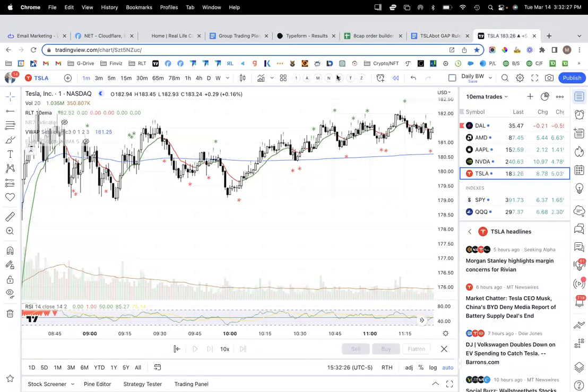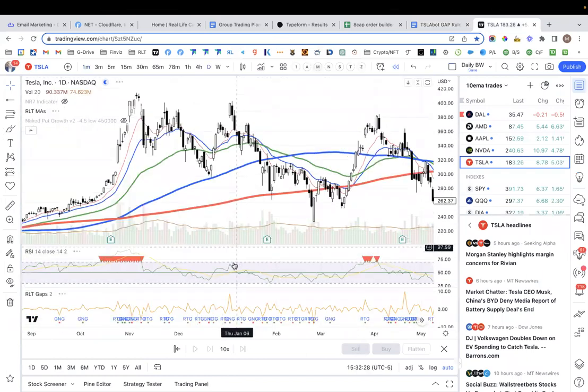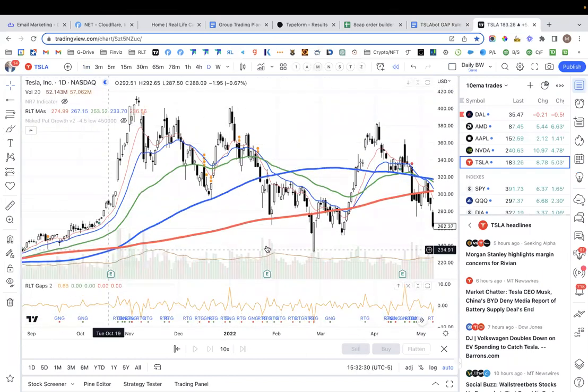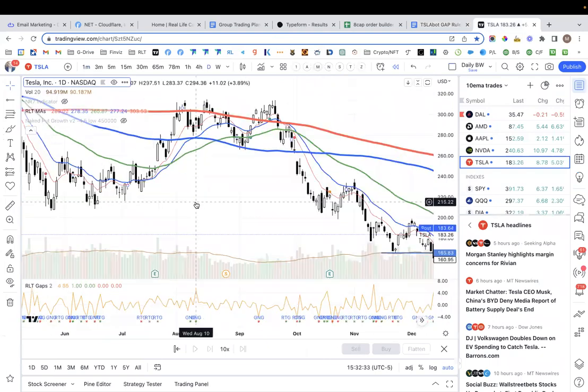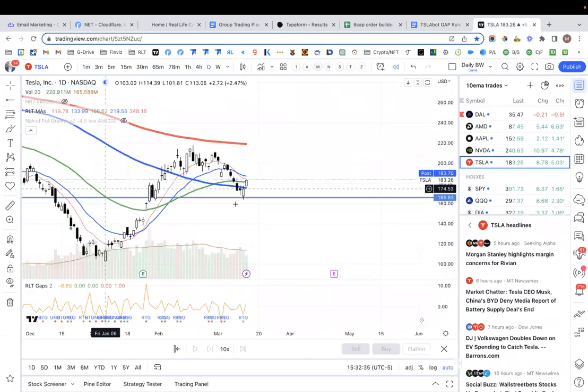Let me walk you through what that looks like on this. Let me flip over to my medium term time frame, and you'll see here on Tesla in the month of March, we actually had only 6 gaps on Tesla. So we had the 2nd, the 3rd, the 9th, the 10th, the 24th, and the 27th, right?